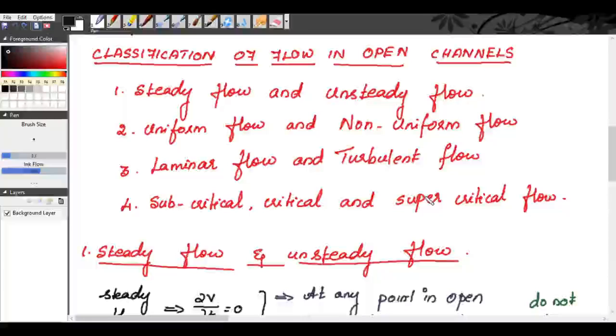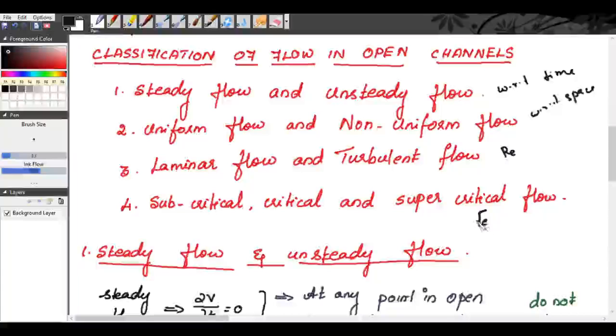Already we have studied the classification of a flow in our previous modules. So we know that steady and unsteady flow is with respect to time. Uniform and non-uniform flow is with respect to space. Laminar flow and turbulent flow is the type of flow based on the Reynolds number. Now, subcritical, critical and supercritical flow are based on Froude's number.